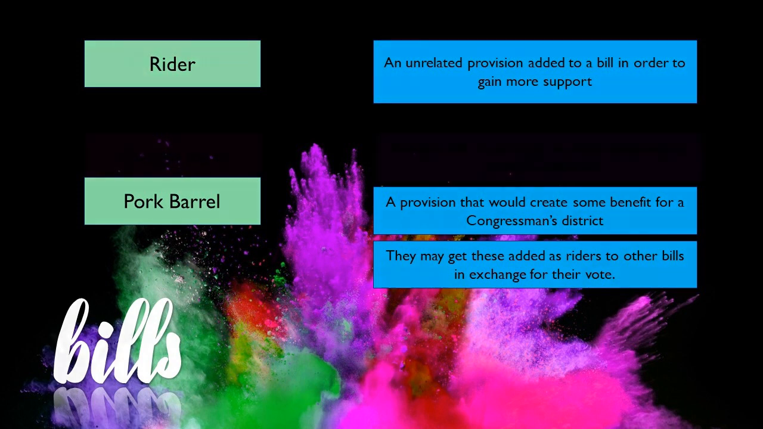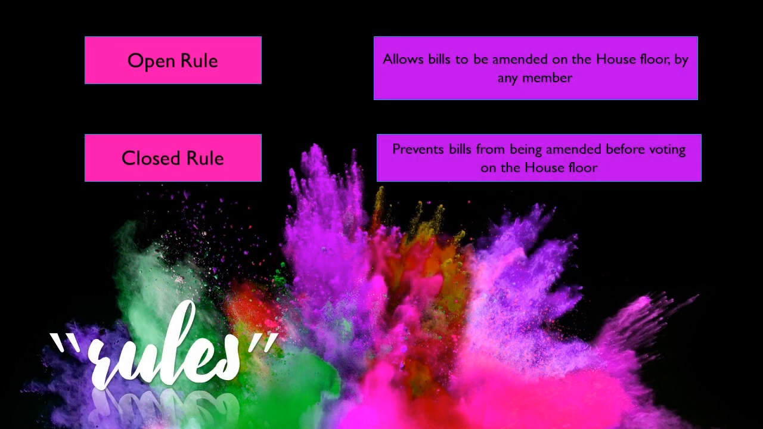All right, we will get into rules in detail later, but it is important that you know the difference between an open rule and a closed rule. So this is a complicated part of the lawmaking process, but an open rule means that any member of the House can add amendments to the bill. So when they're debating and getting ready to vote on a bill, if the bill has been labeled open rule, that means any of the 435 House members can add things to the bill.